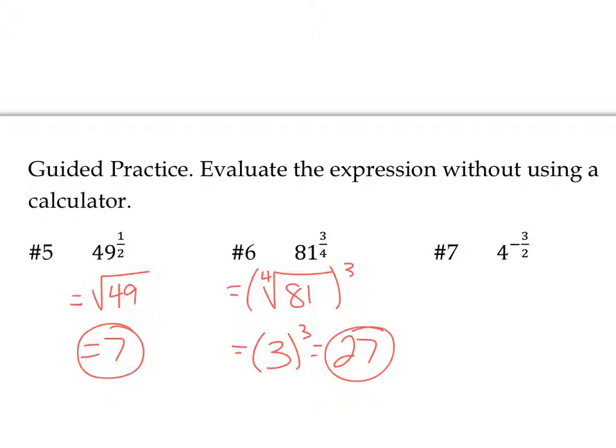4 to the negative 3/2 power. So we have to remember that negative means it's going to be 1 over the square root of 4 to the third power. That negative exponent, remember, we write it as a reciprocal. So we take that expression, the second root of 4 and then third power, which will now be in the denominator of that fraction. And now we know the square root of 4 is 2, so this is 1 over 2 cubed, which is 1 over 8. So we get a fraction, 1 over 8.